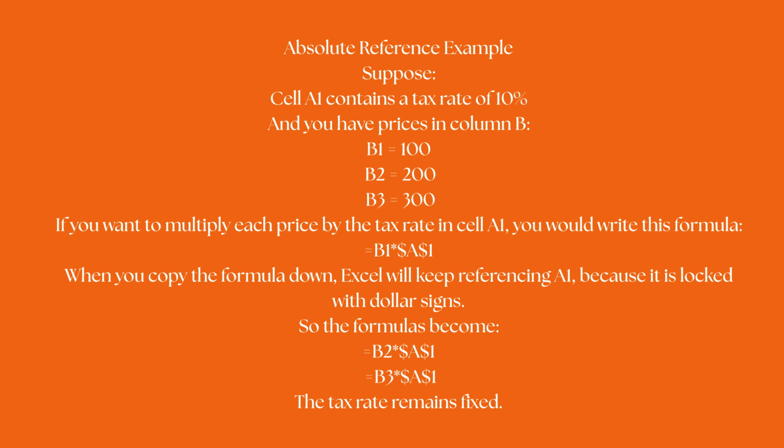Suppose cell A1 contains a tax rate of 10% and you have prices in column B. Let's say B1 has 100, B2 has 200, and B3 has 300. If you want to multiply each price by the tax rate in cell A1, you would write this formula: equals B1, then the asterisk sign, then a dollar sign, column A, and then a dollar sign, row 1. When you copy the formula down, Excel will keep referencing A1 because it is locked with a dollar sign. So it keeps going like that and it doesn't change.